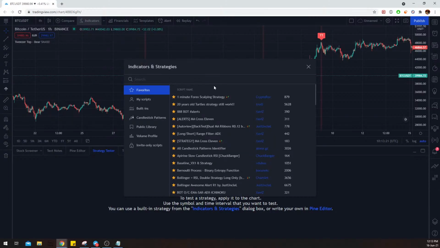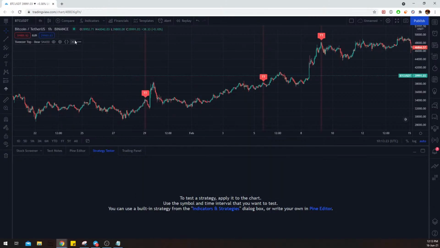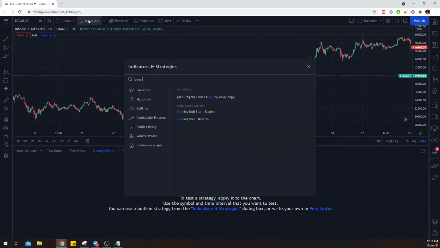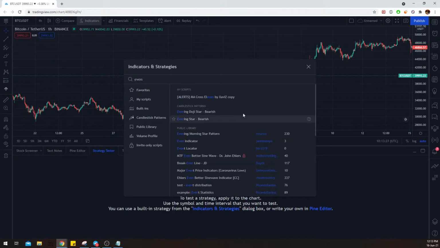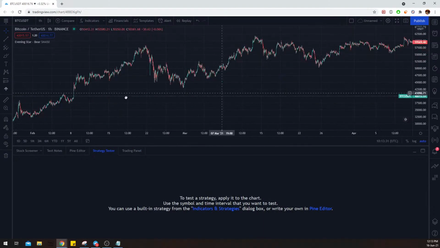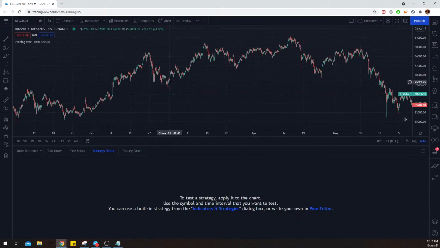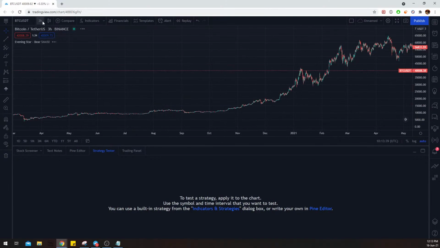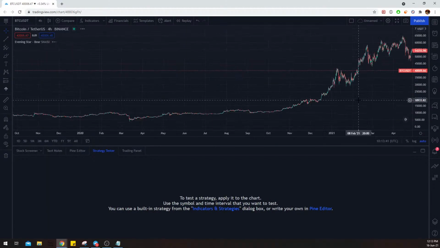Let's go with the last one, and the last one in this case, for this group, is the evening star. And just like the other one, in general it's very hard to find opportunities with this one, unfortunately. But maybe if you check other time frames, like 3 hours or maybe 4 hours, I don't know.